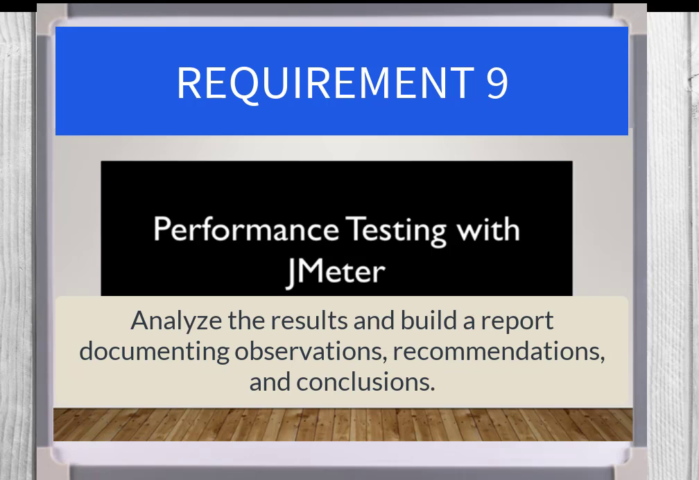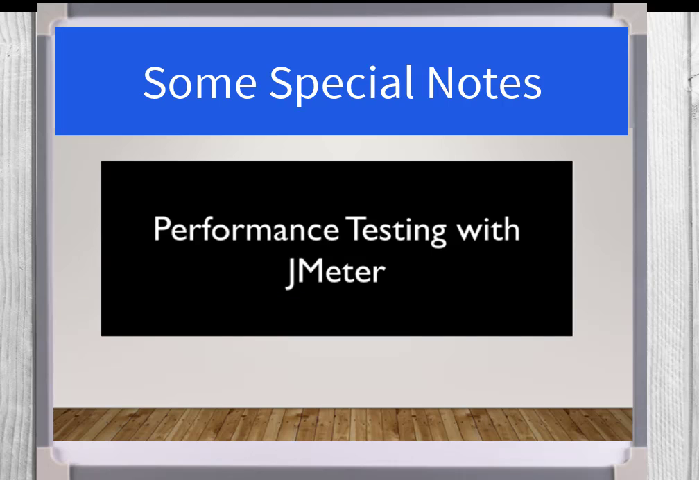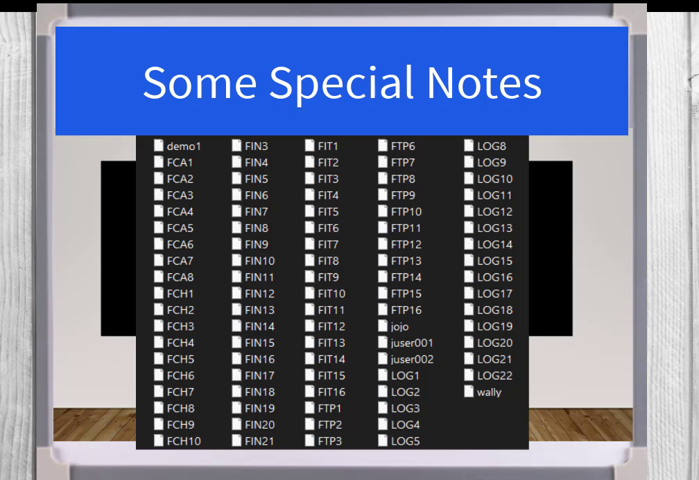Requirement number 9. Analyze the results and build a report documenting observations, recommendations, and conclusions. Requirement number 10. Identify what tests should be executed to confirm tuning and other app changes. Now for special notes. Number 1. When the WebTours application is installed, you can go to the directory and look in the WebTours CGI bin users directory path. There you will find valid users. Here are some users I created using the application.